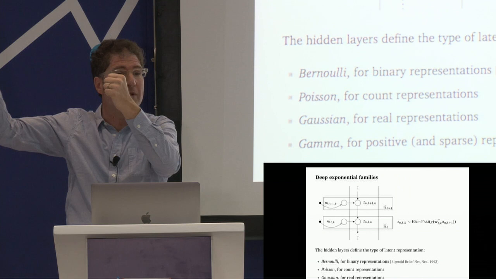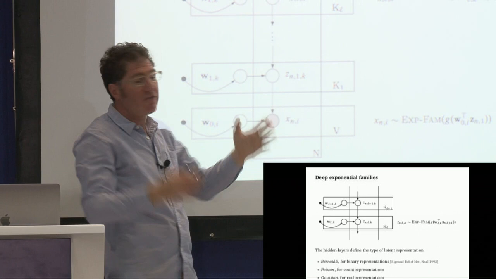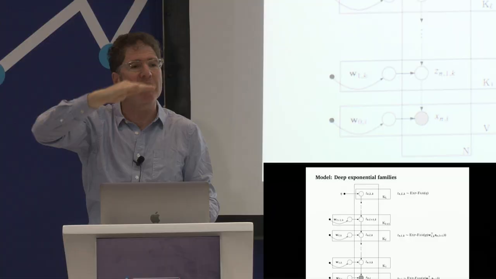Then at the very bottom, the last layer is my observation, and it's some vector, and it depends on the very previous layer of hidden variables only. Now, X depends on the top through all of these other layers, but operationally in the generative process, it only depends on the previous one. Clear? So as a generative process, you march through generating Z's, and then at the very end, you generate X.